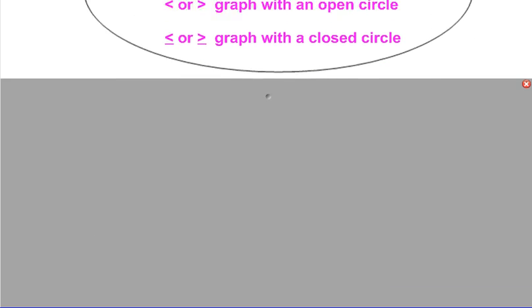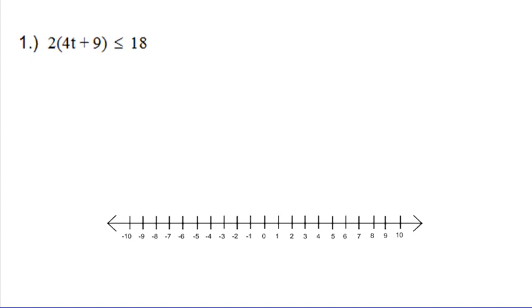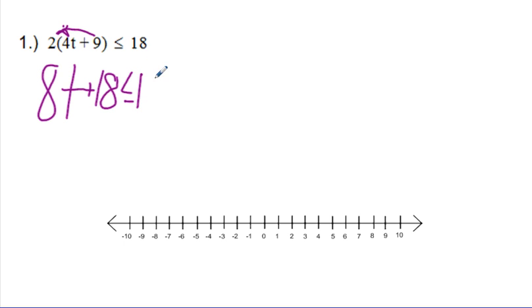Next, we're going to do some examples together. So starting with example number 1 on your guided notes, we are solving for t. The first thing I'm going to want to do in my problem is to take my 2 and distribute it to the parentheses so that I end up with an 8t plus 18 less than or equal to 18.